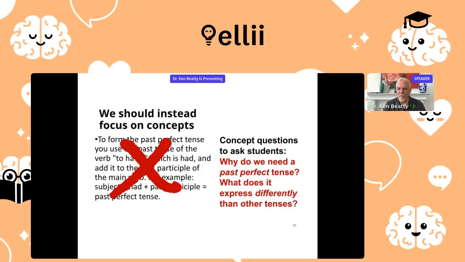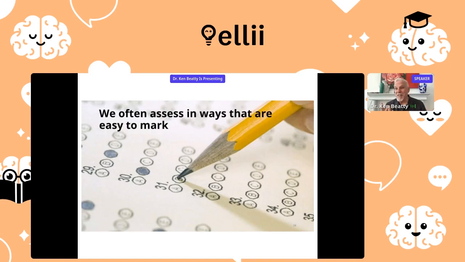We often assess in ways that are easy to mark, right? Multiple guess. That's what I like to say. Excuse me, I'm a little bit hungry. Could you tell me where there's A, a swimming pool, B, a library, C, a cafeteria, right? Does anybody ever do that to you? Do people ask multiple choice questions in real life?